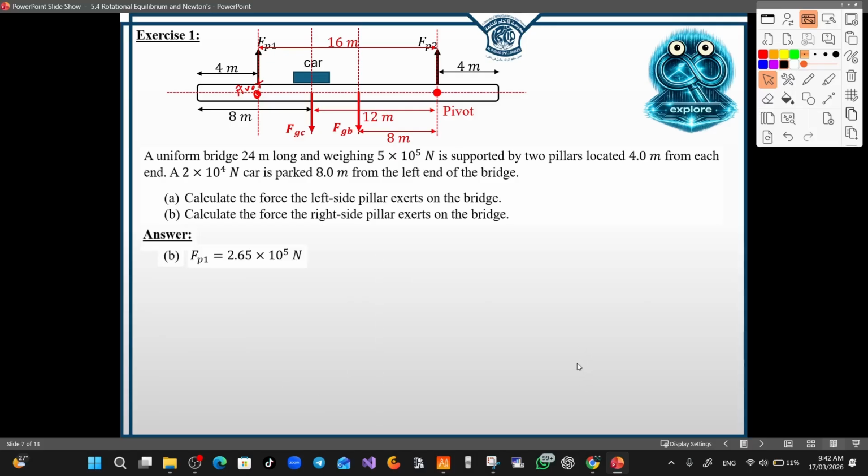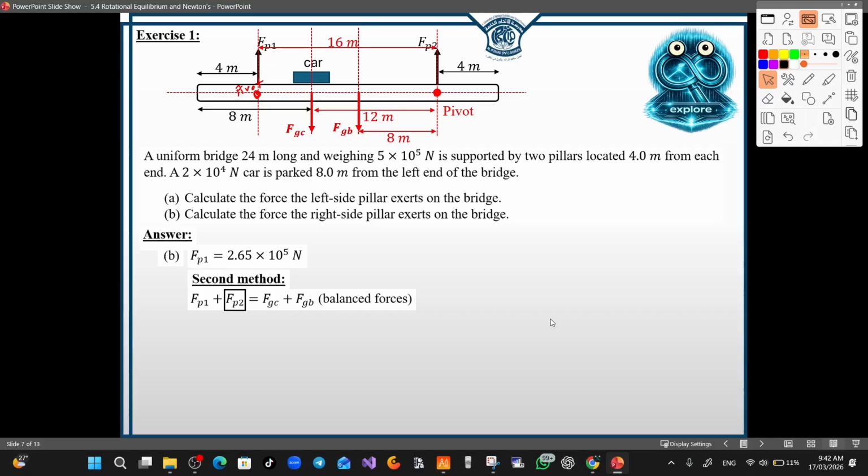Now, the second method. We know that the object is under rotational equilibrium, but it is also under translational equilibrium, which means the forces acting on the bridge are balanced. So the upward forces are equal to the downward forces, and there is no need to include the second equation. There are no left and right forces. The upward forces are the force from pillar 1 and the force from pillar 2, and the downward forces are the weights of the bridge and the car.